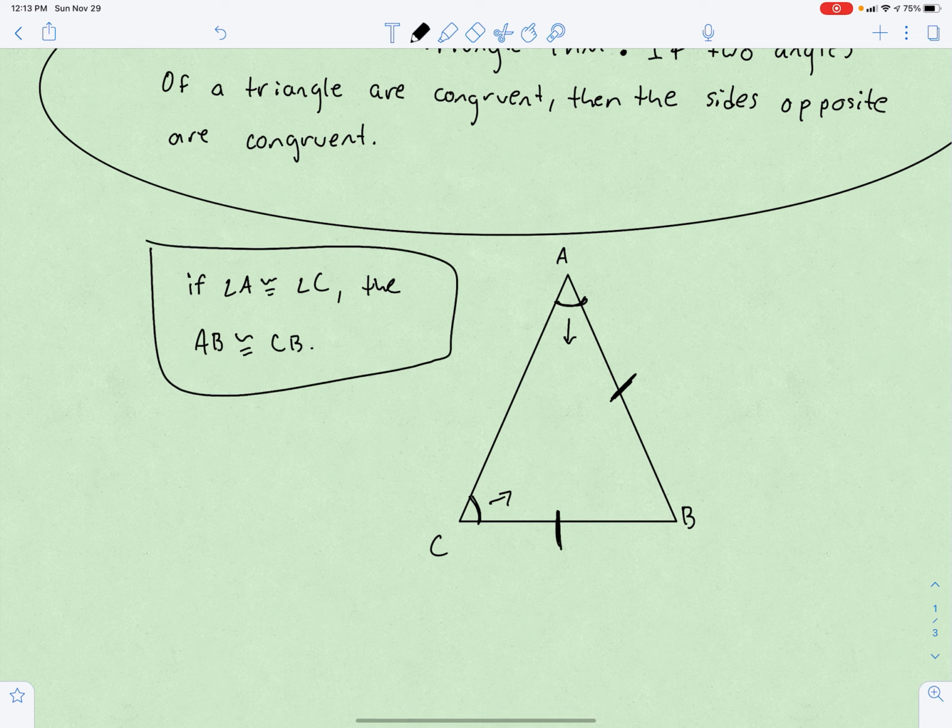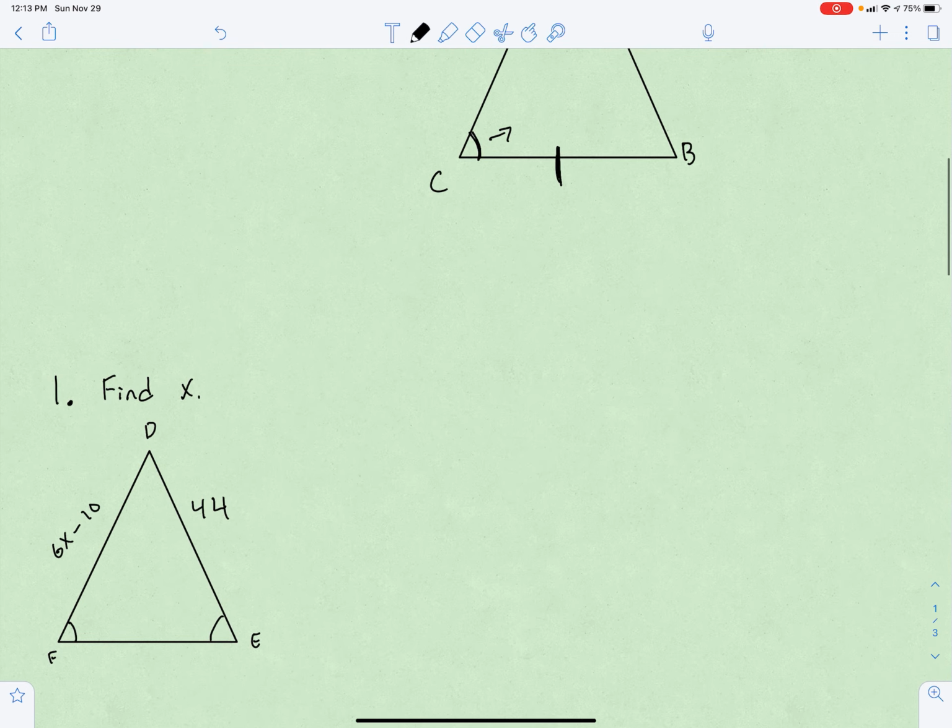So it's the exact opposite of what we've been doing. You draw the arrows from the angles to the sides instead of from the sides to the angles. So that's how these things work together. You know that if the angles are congruent, the sides are congruent. You know if the sides are congruent, then the opposite angles are congruent. So let's look at some examples.